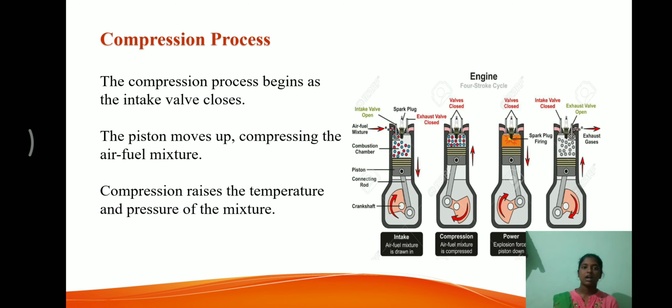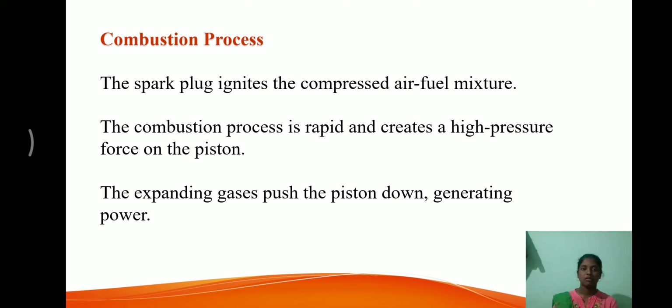And next, compression process. The compression process begins as the intake valve closes. The piston moves up, compressing the air-fuel mixture. Compression raises the temperature and pressure of the mixture. And here is the explanation about this.